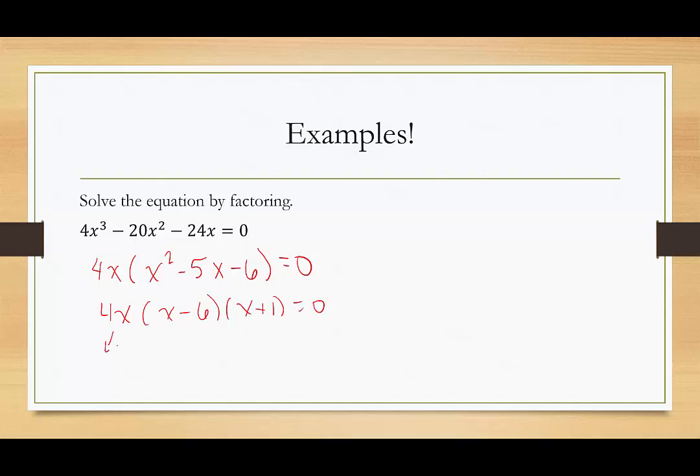Now we're going to set each factor equal to 0. This is 4x equals 0, therefore x equals 0. This one is x minus 6 equals 0, add 6 to both sides and we get x equals 6. And our last factor, we have x plus 1 is equal to 0, subtract 1 from both sides and we get negative 1. So our 3 answers, putting them in order from least to greatest, we have negative 1, 0, and 6. What was the maximum number of answers we could have? The maximum was 3. We found 3.